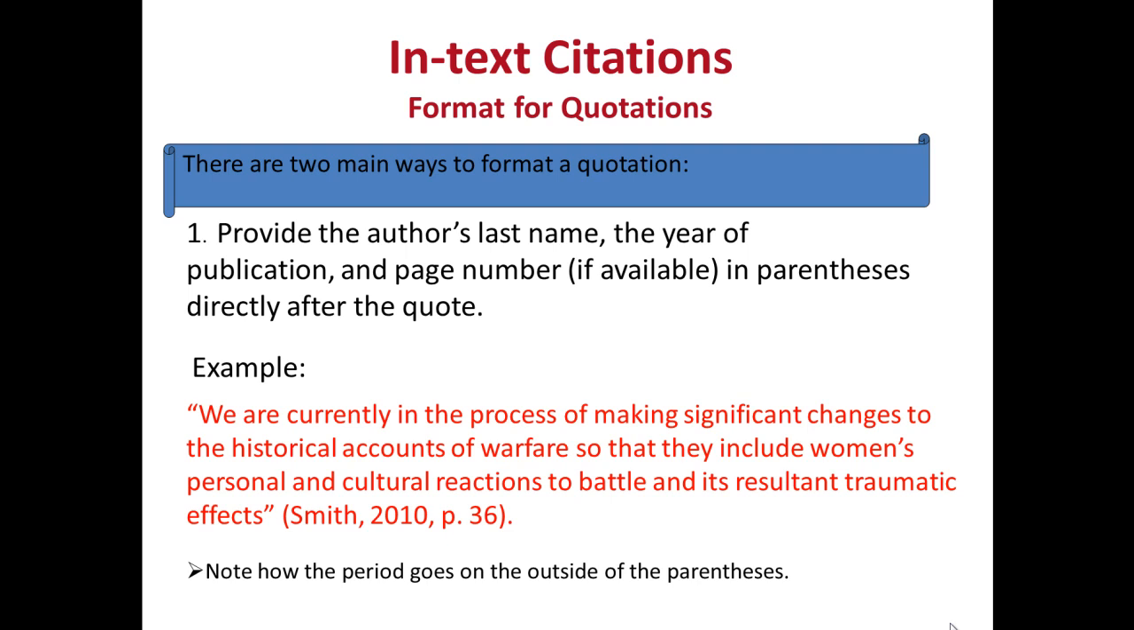For example, "We are currently in the process of making significant changes to the historical accounts of warfare so that they include women's personal and cultural reactions to battle and its resultant traumatic effects." In parentheses, the author's last name Smith, comma, year of publication 2010, comma, page number 36. Note again how the period goes on the outside of the parentheses.